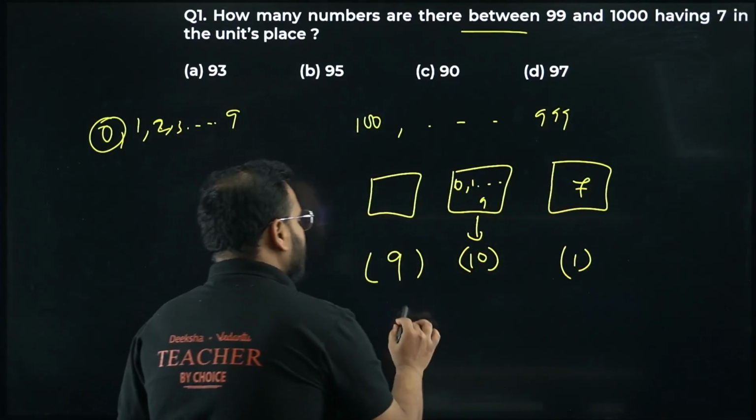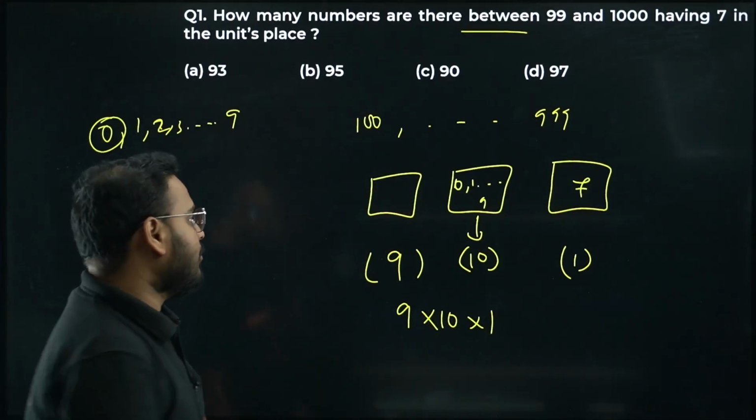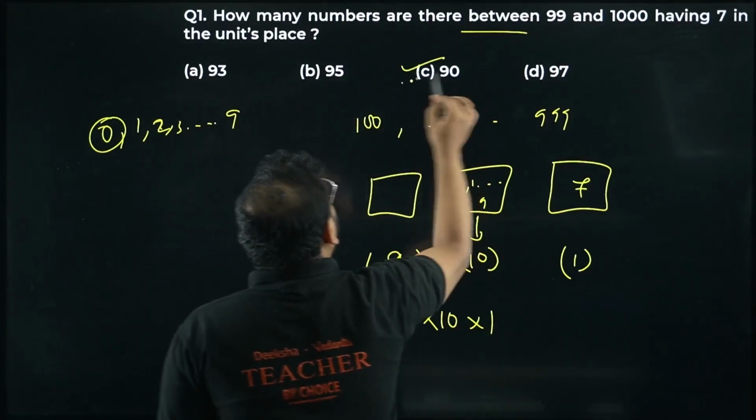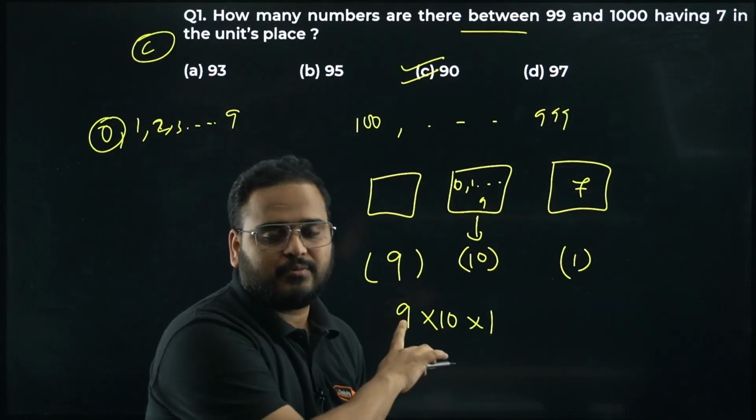What is my answer going to be? 9 into 10 into 1. Fundamental principle of counting. Answer will be 90, sir. Option C is correct. Use of the fundamental principle of counting using multiplication. Please check.